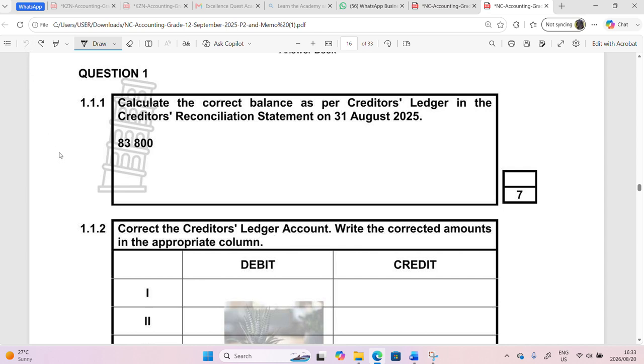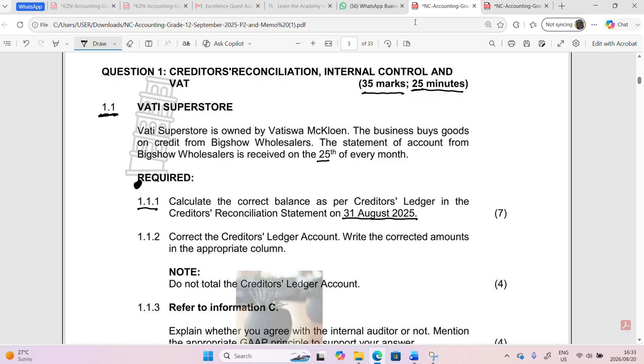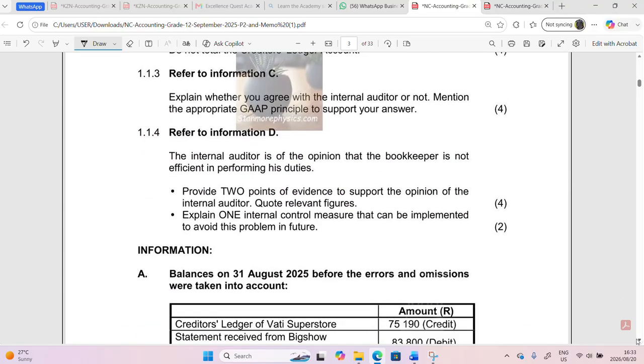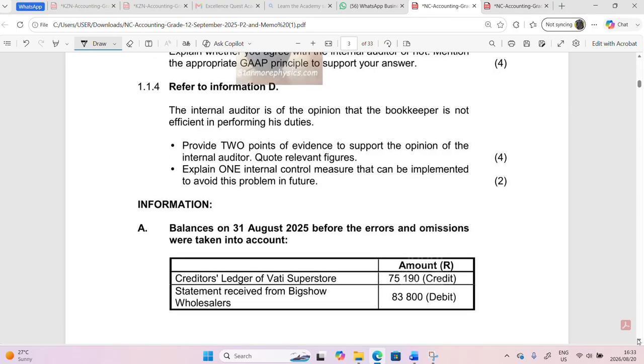So let us answer 1.1.1 and 1.1.2 simultaneously together. So what happened here? We have information A.